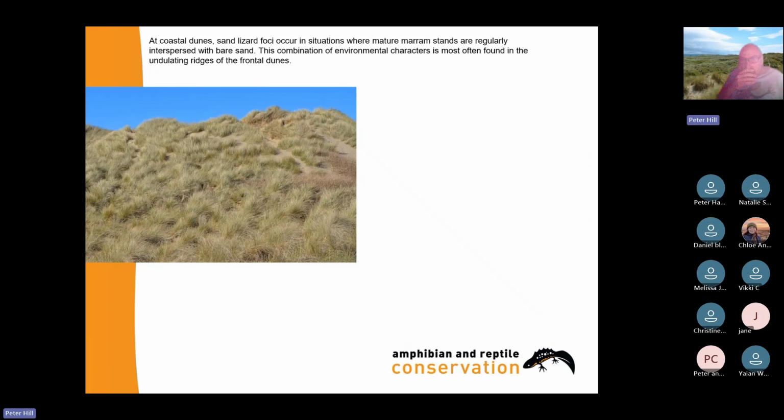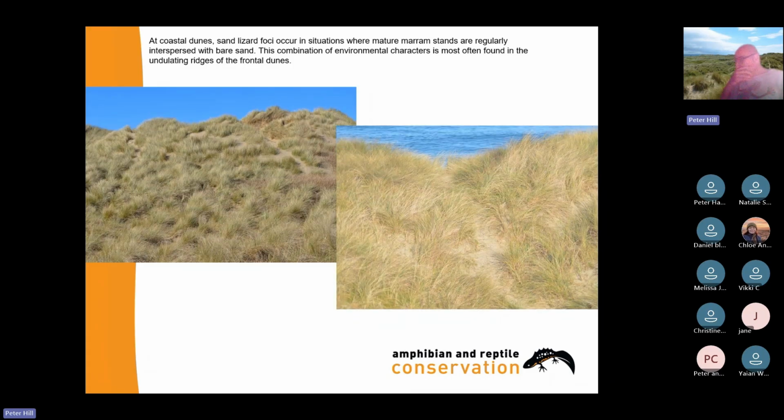Same thing going on here on a coastal dune system in Wales, completely different plant species, but it's the same height, it's the same aspect there, it's interspersed with sand, okay, full of invertebrates. Same thing going on as down on the Heathland, but in a different habitat.